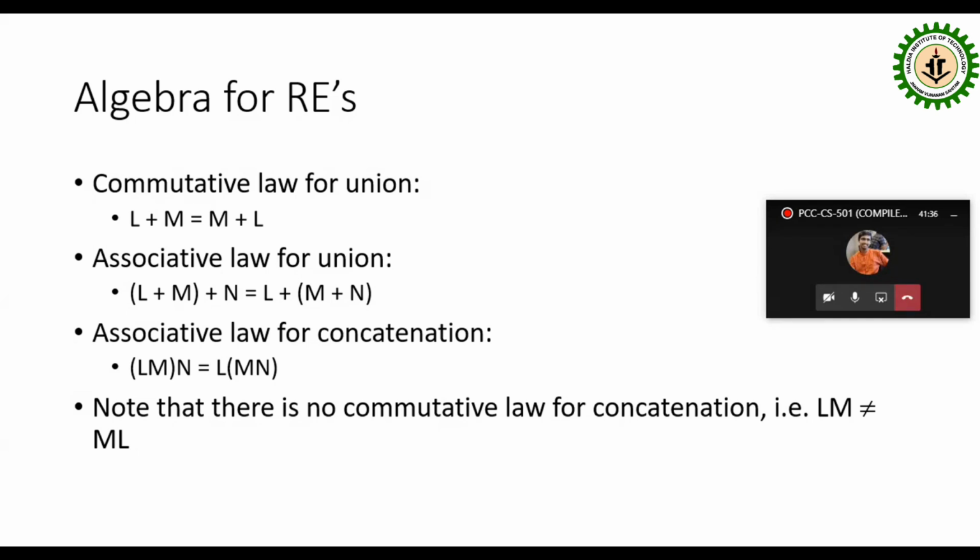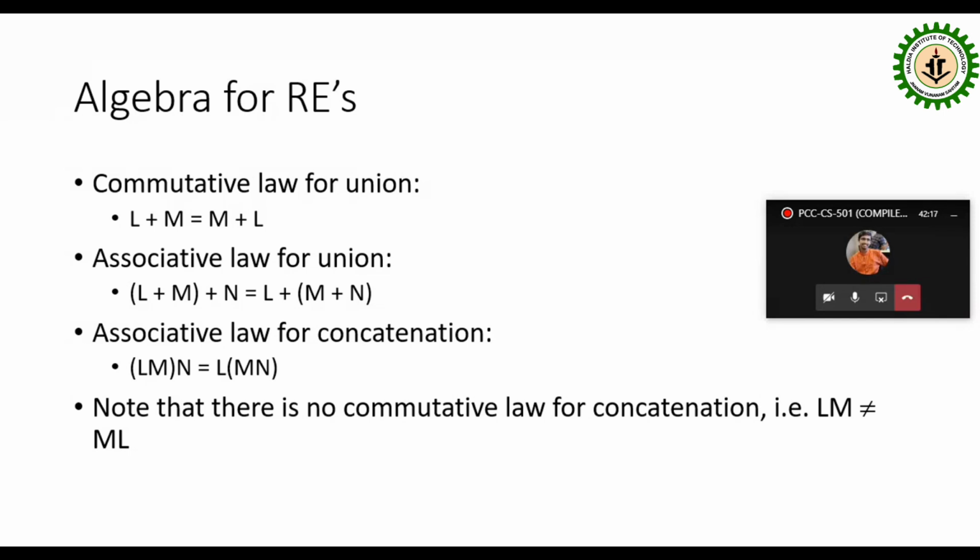All the same. Now, one thing you have to remember: there is no commutative law for concatenation. LM is not equal to ML. Let L be the regular expression 0 and M the regular expression 1. So 01 is not equal to 10. See here, there is no commutative law for concatenation. Do you understand that? Any confusion about those laws?